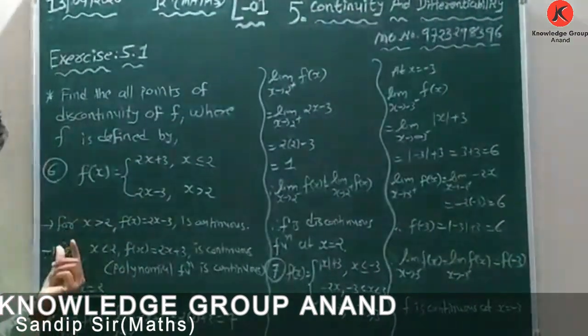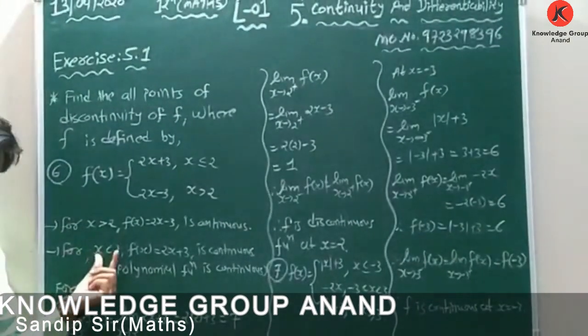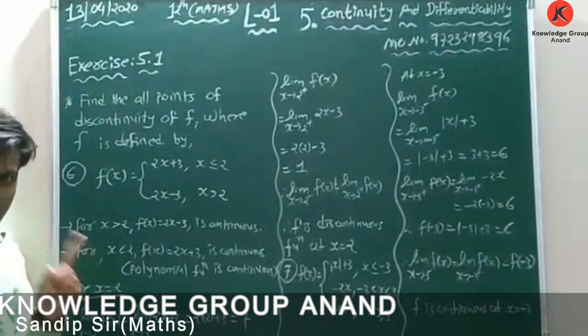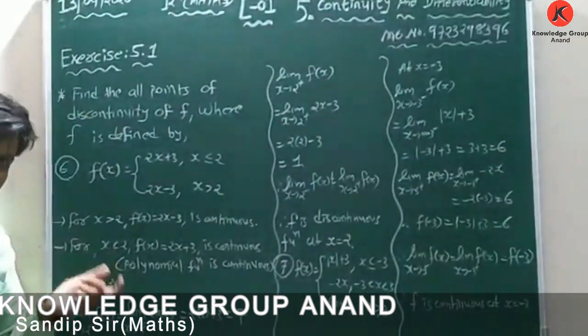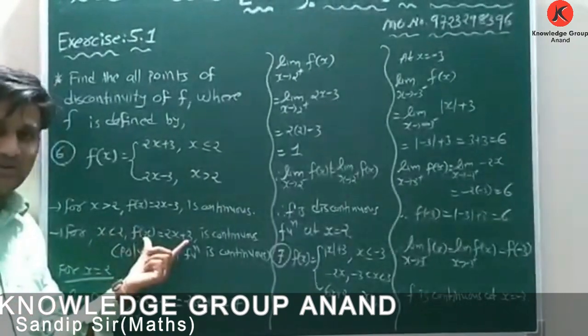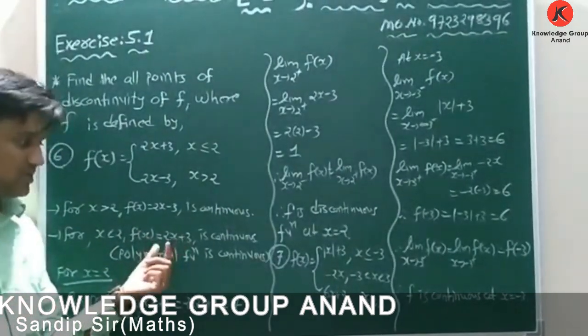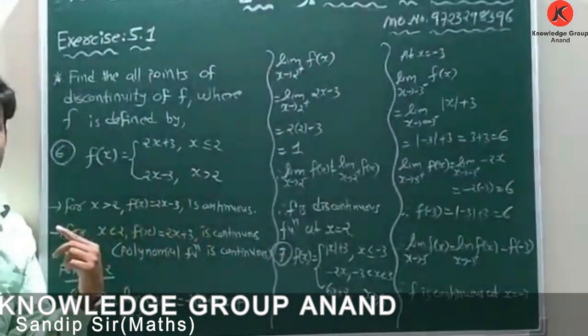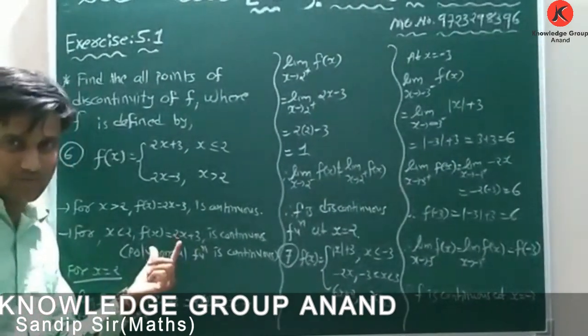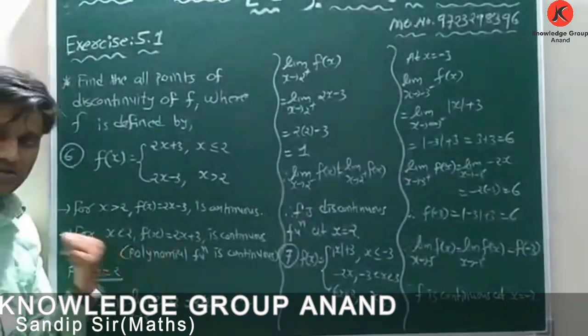Okay, same to same for x is less than 2, f of x is equal to 2x plus 3. Okay, only one function. That means left hand side limit અને right hand side limit at that point લઈએ તો same answer આવશે. That means it is a continuous function. In another way, f of x is equal to 2x plus 3, again a polynomial function. Okay, it is a continuous function.